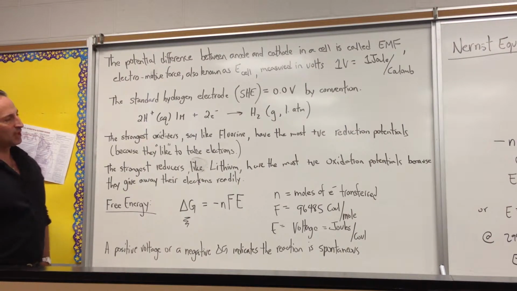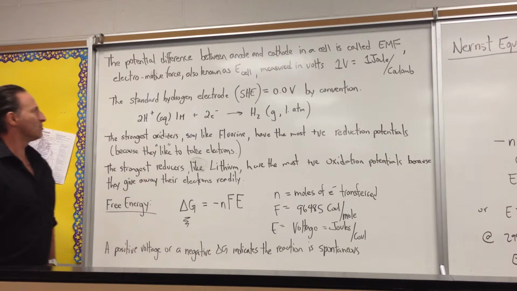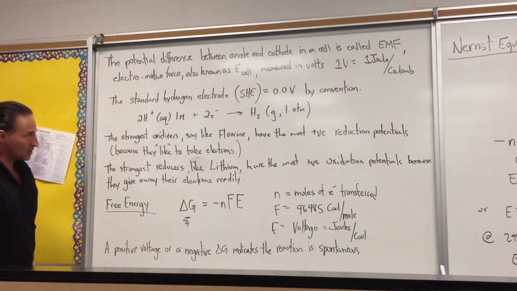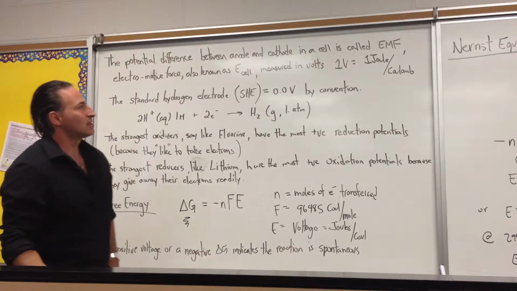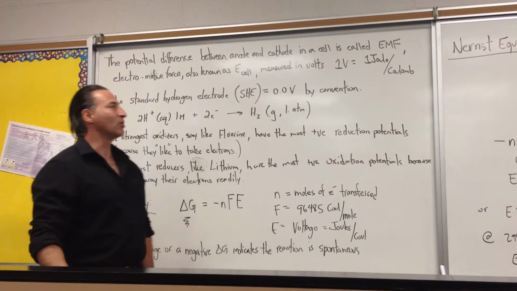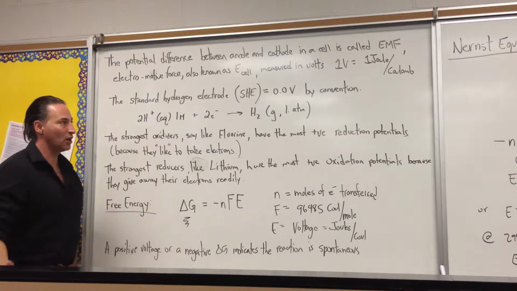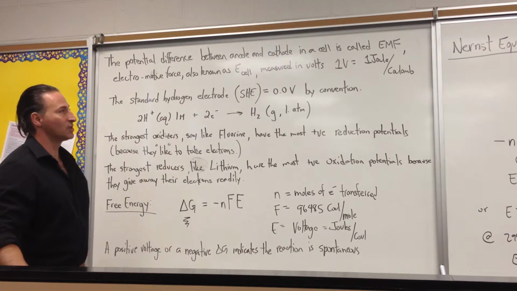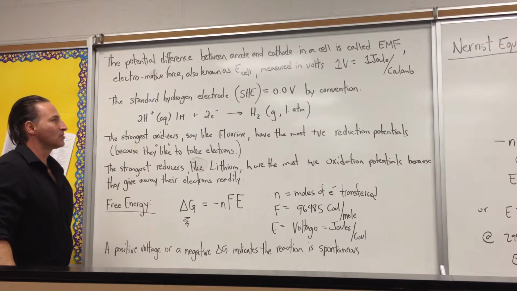Potential difference then, as we continue about voltaic cells. The potential difference between anode and cathode in a cell is called the EMF, which is short for electromotive force. It's also known as the E cell, measured in volts, which is based on units of joules per coulomb. Coulomb being a charge, and the joule is the measure of work. So the amount of work that can be done moving a charge is the basis of the volt.